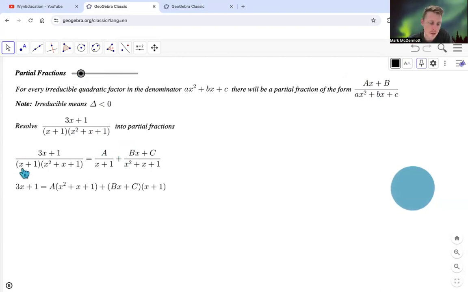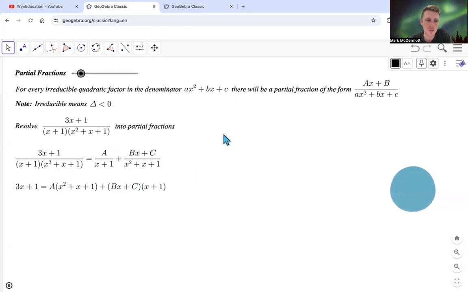So let's jump into it. What we're going to do, like we've done in previous videos, is multiply both sides by this denominator. You multiply this denominator by this fraction here. The x plus 1s will cancel out, and you'll be left with A multiplied by x squared plus x plus 1. And you'll get bx plus c multiplied by x plus 1, because this thing will cancel with this thing.